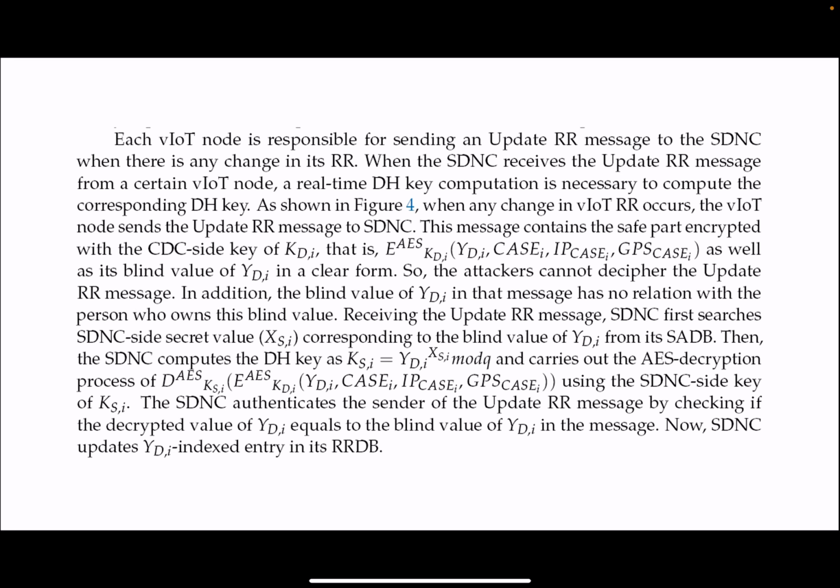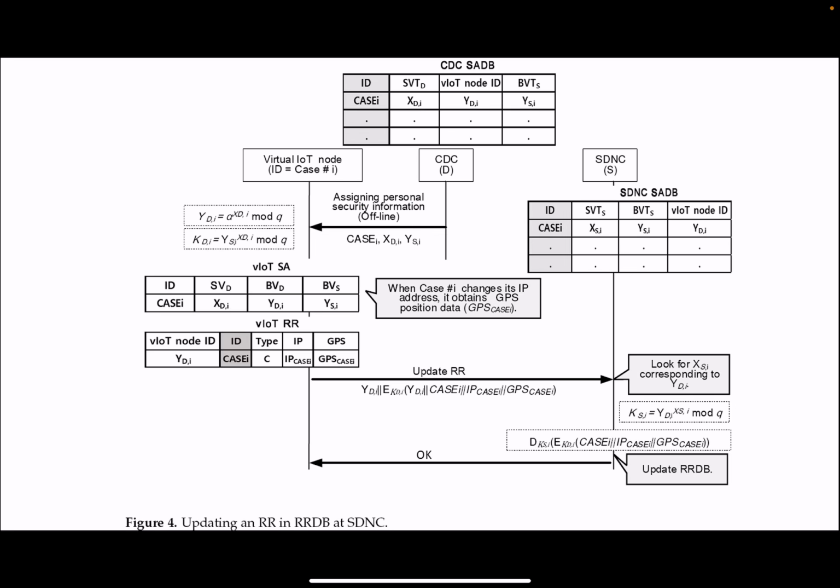Then SDNC computes the Diffie-Hellman as KSI equals YDI x SI mod Q and carries out the AES decryption process of DAES. Using the SDNC side key, the decrypted value YDT equals the blind value of YDI in the message. Now SDNC updates the YDI index entry in its RRDB. This is figure 4, which represents updating an RR in RRDB at SDNC.